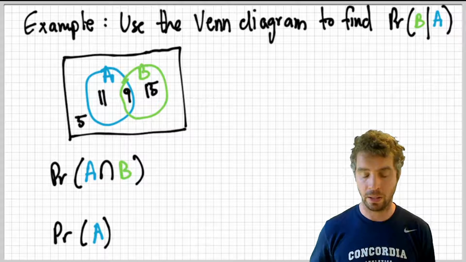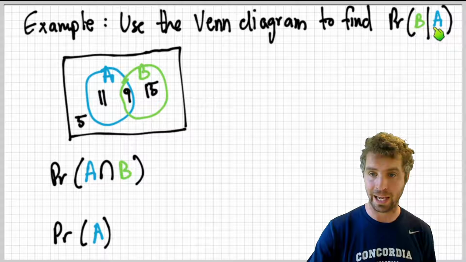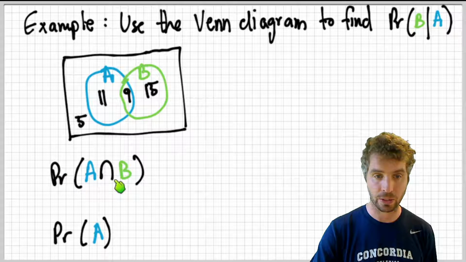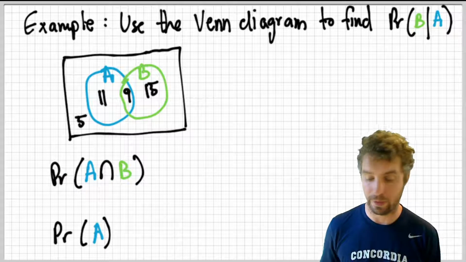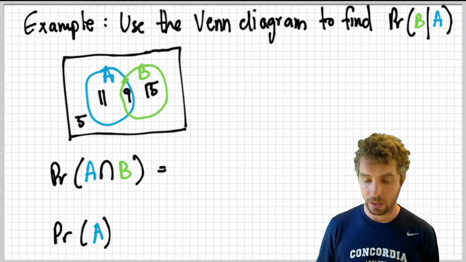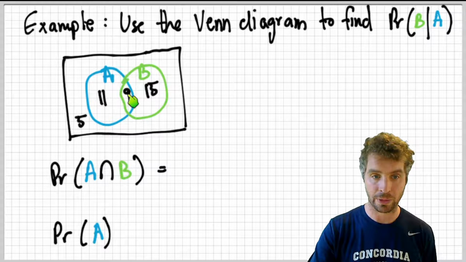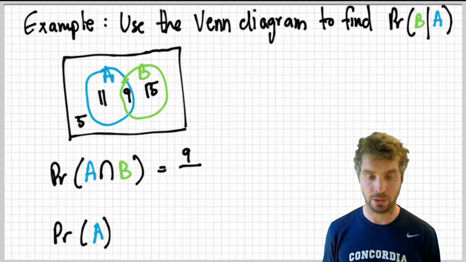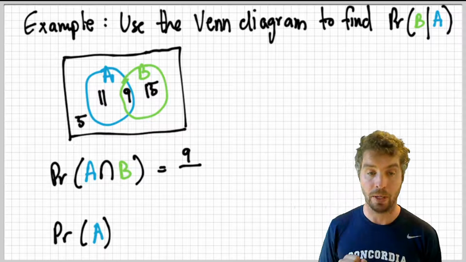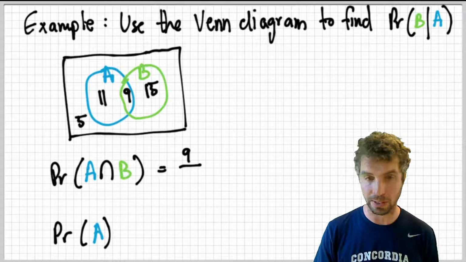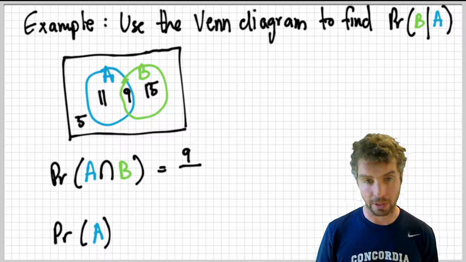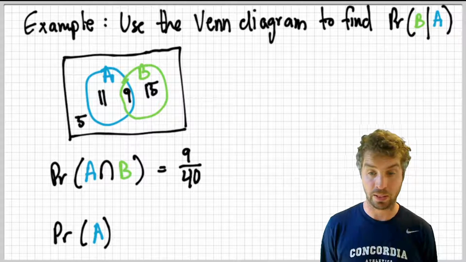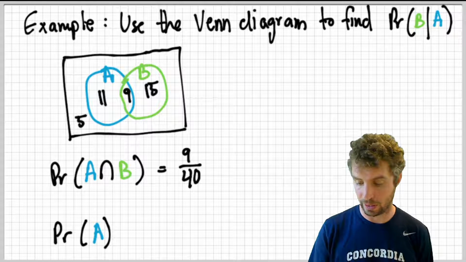Okay, so we want to find the probability of B given A. So I'm going to use the formula, which is the intersection divided by the probability of A. So I'm going to find each of those things separately. The intersection is, there's a 9 here. There's 9 things in that intersection. So it's going to be 9 out of the total possibility in the whole sample space, which is 5 plus 11 plus 9 plus 15, which is 40. So 9/40. We can't simplify that, so we'll just leave it like that for now.